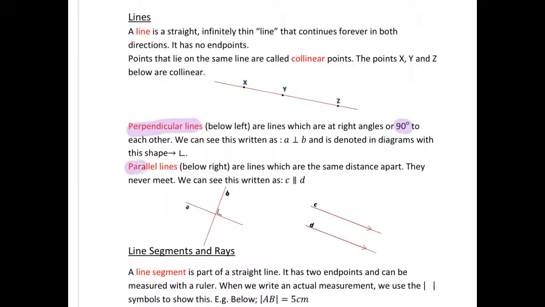Parallel lines, below right, so this picture over here, are lines which are the same distance apart everywhere you draw them. So these two lines, C and D, never move away from each other or towards each other. They stay the same distance apart. They never meet. And it is usually written as C with two little vertical lines, D. So C is parallel to D.